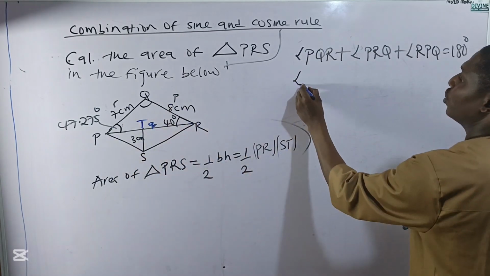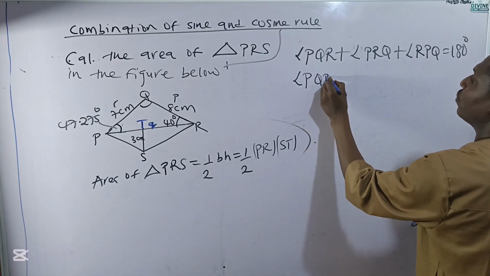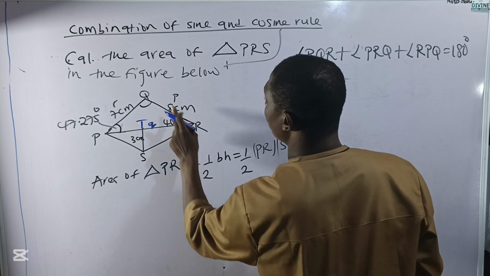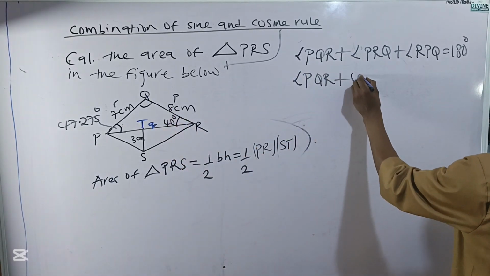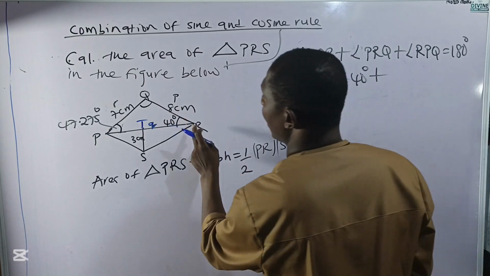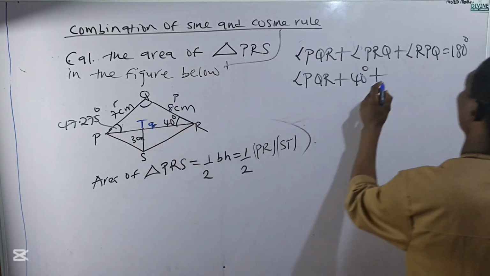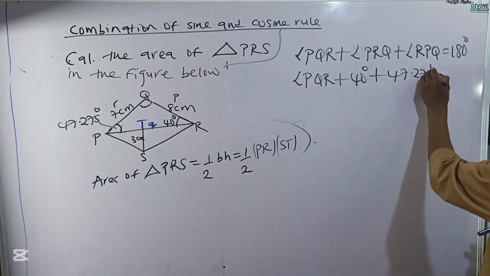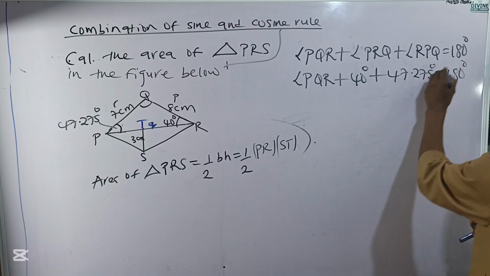Angle PQR is what I'm looking for. Angle PQR plus angle PRQ, which is giving us 40 degrees, plus angle RPQ, which we just solved, 47.275 degrees, will be equal to 180 degrees.